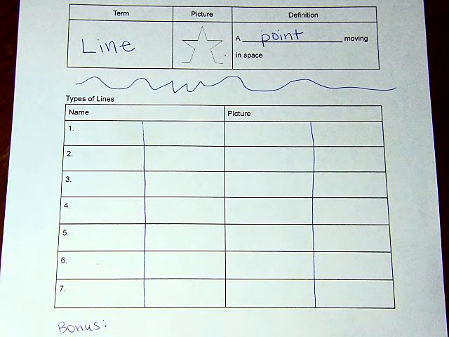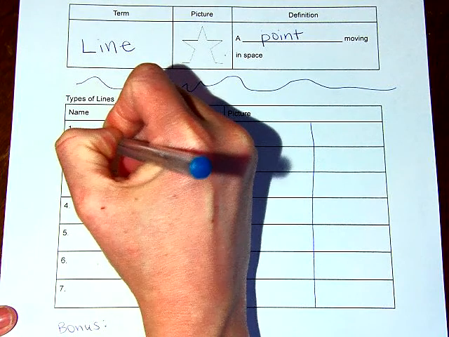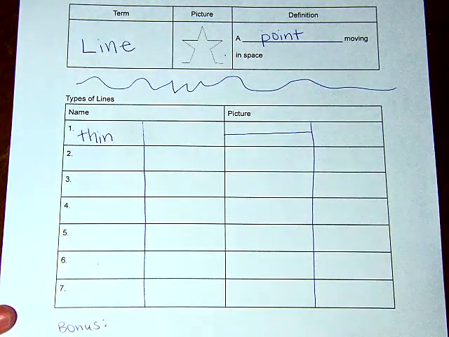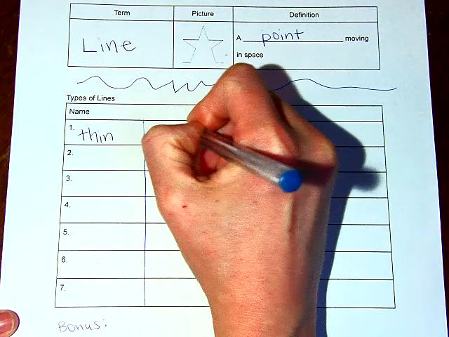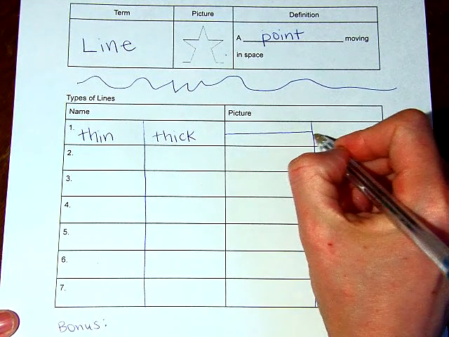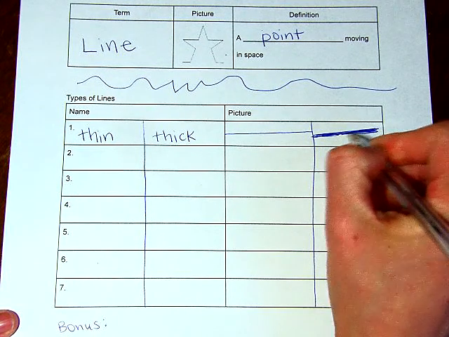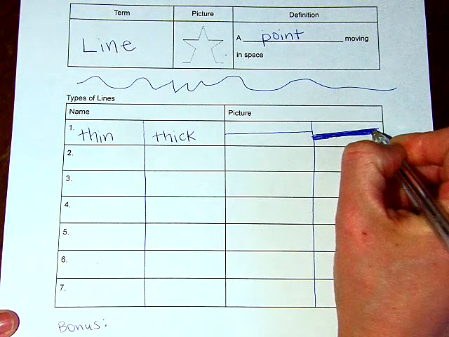So that's what a point moving in space actually means. So let's talk about some specific kinds of lines that you should know. The first one is a thin line. And a thin line is just a skinny line. The opposite of a thin line would be a thick line. And my younger students might call this a fat line, chunky line. We'll call it a thick line. Thin and thick are opposites.